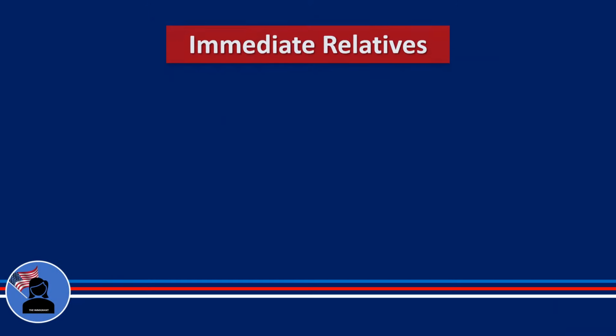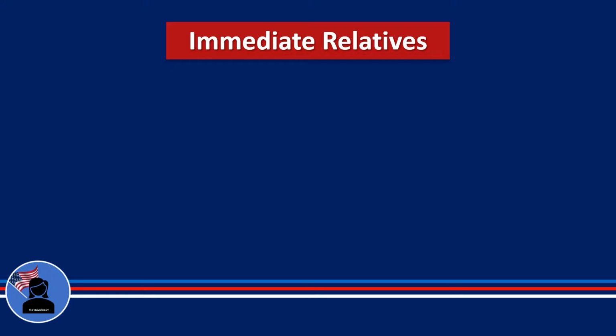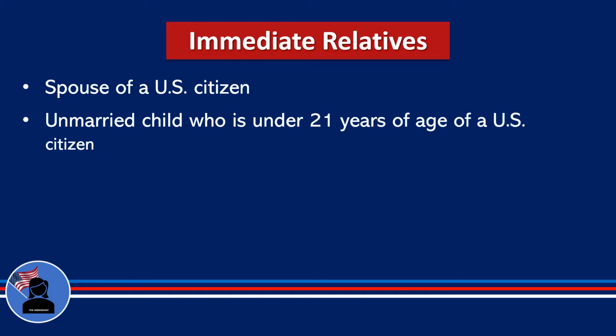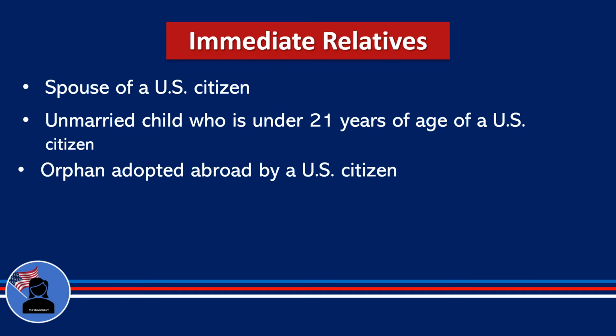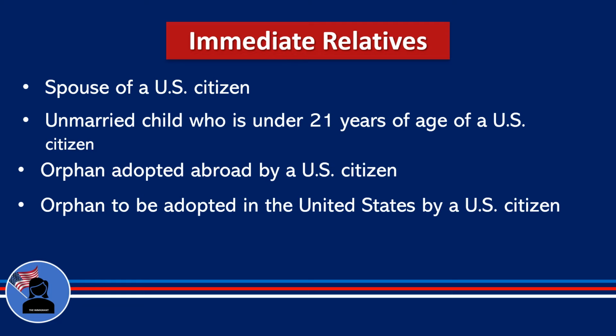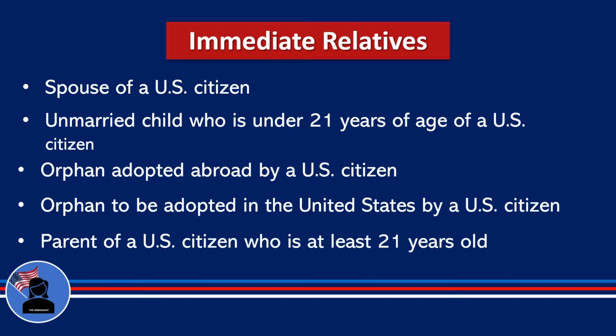Those immediate relatives of a United States citizen, for which an immigrant visa is always available, are as follows. Spouse of a U.S. citizen. Unmarried child who is under 21 years of age of a U.S. citizen. Orphan adopted abroad by a U.S. citizen. Orphan to be adopted in the United States by a U.S. citizen. Parent of a U.S. citizen who is at least 21 years old.